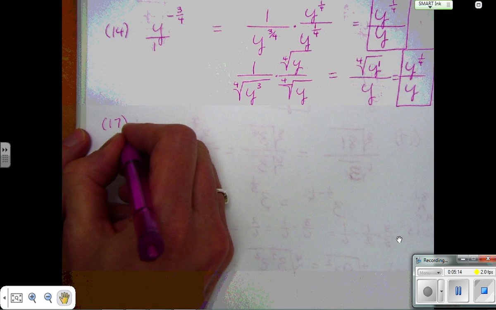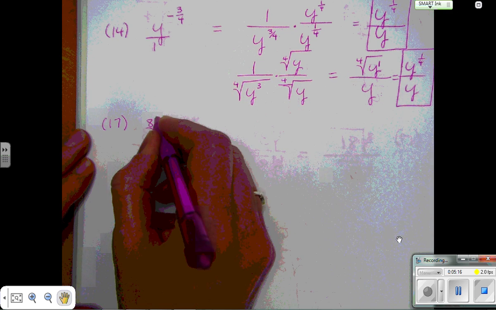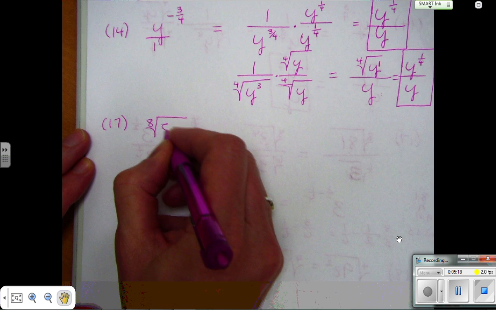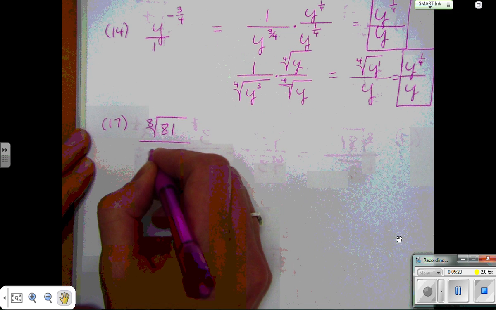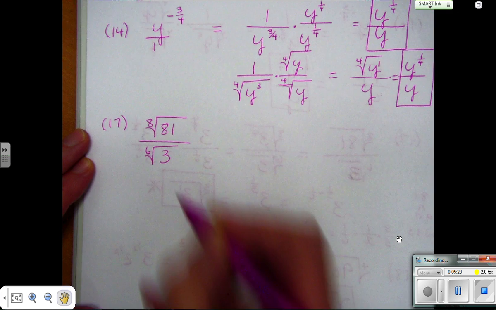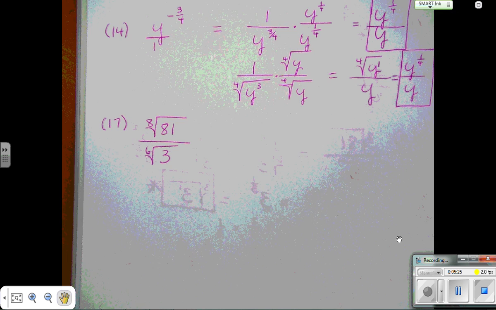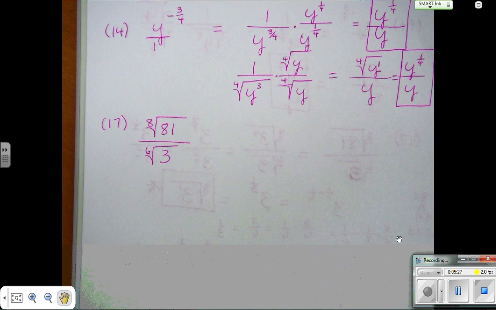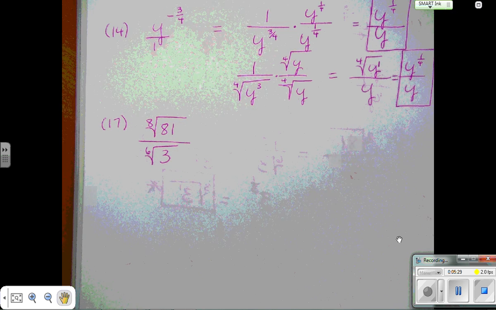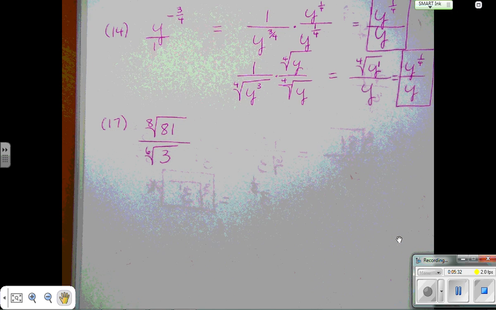Okay, so 17, the 8th root of 81 over the 6th root of 3. So the first thing you want to do anytime you have a composite number, you want to think, I need to rewrite this as a prime number raised to a power. That's the first thing that needs to come to mind.